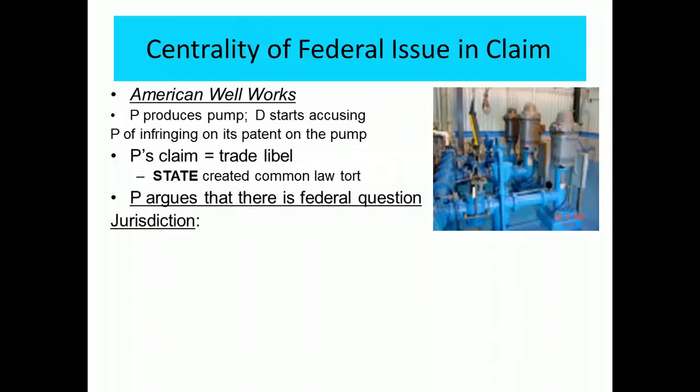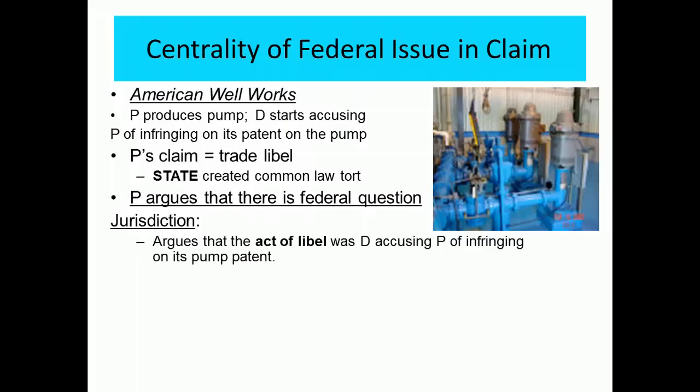Plaintiff argues that it has a federal question in this state-created common law tort, and to understand this, let's unpack its argument. So plaintiff says, look, the act of libel that defendant is doing here is accusing me, the plaintiff, of infringing on the pump patent. That's what's the slanderous comment.